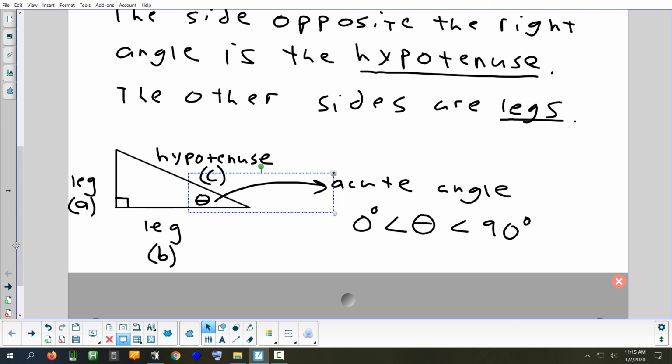Okay. We're going to mention this in a second. Does anyone remember what that's called? Two angles that add up to 90? Complementary. Yep, complementary. How about two angles that add up to 180? Supplementary. We're going to mention those in a little bit.